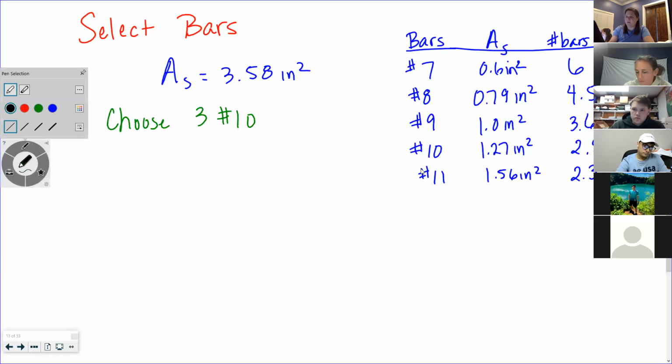So I'm going to check the spacing. All right, my area of steel for 3 number 10s is 3 times 1.27.